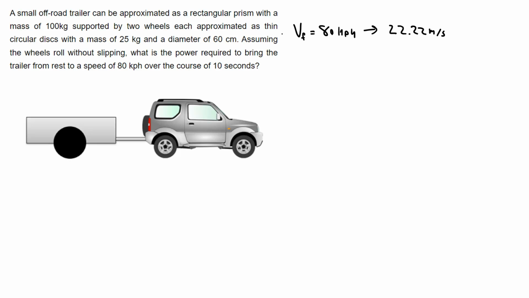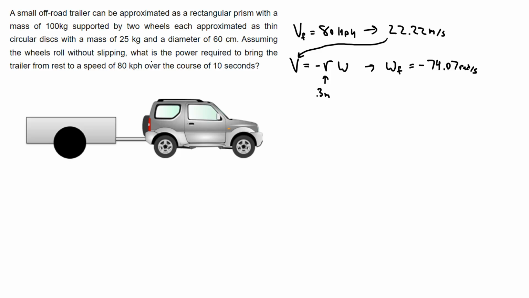We're also going to look at the angular velocity. So if the trailer itself is moving 22.22 meters per second, how fast are the wheels rotating? Since it is rolling without slipping, V equals negative R omega. The V is the velocity of the trailer, and that's the same as the velocity of the center of the wheel. R is the radius of our wheels. So if it's a 60 centimeter diameter, it's a 30 centimeter or 0.3 meter radius, which means that my omega is going to be negative 74.07 radians per second.